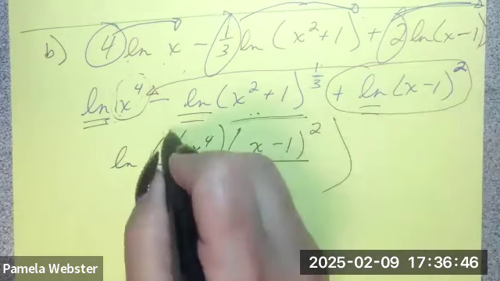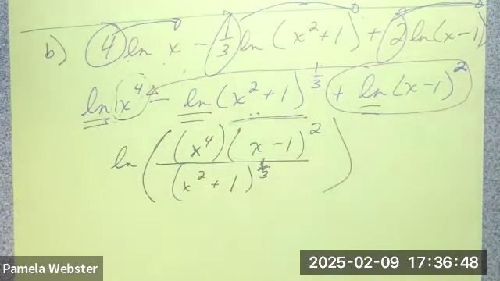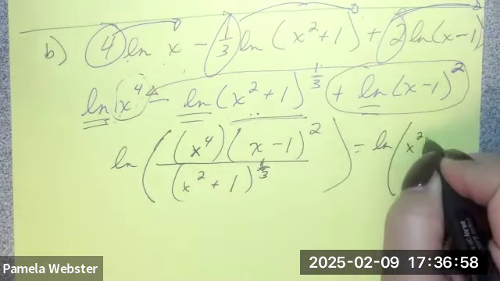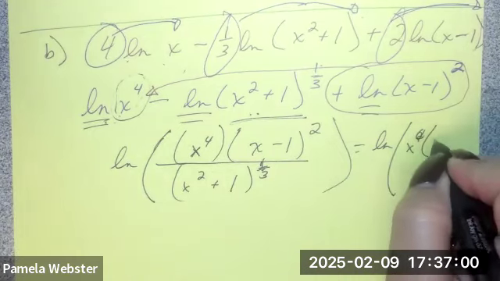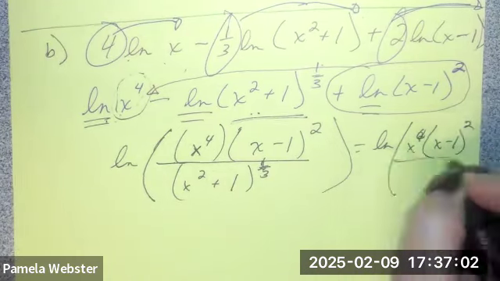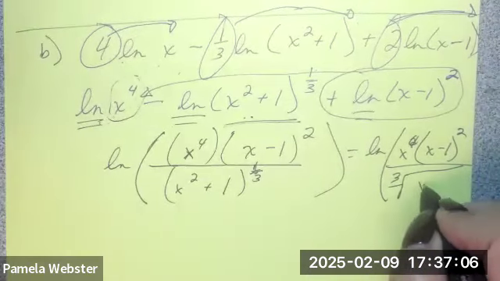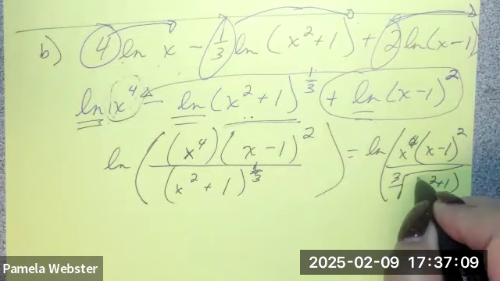Okay. So what do we have? x to the first times (x minus 1) squared all over (x squared plus 1) to the 1/3. And again, there is that one last step you can certainly do: x to the fourth times (x minus 1) squared, and say, hey, that's a cubed root. The 1/3 is the same as a cubed root.